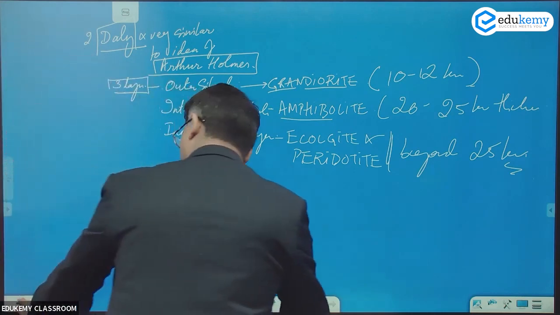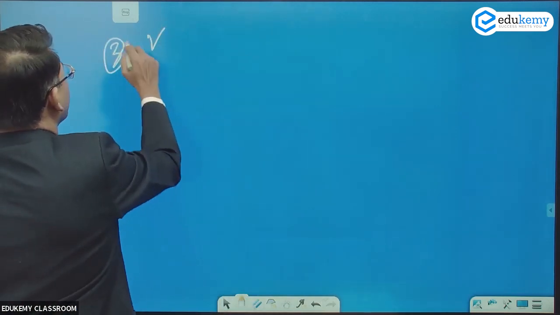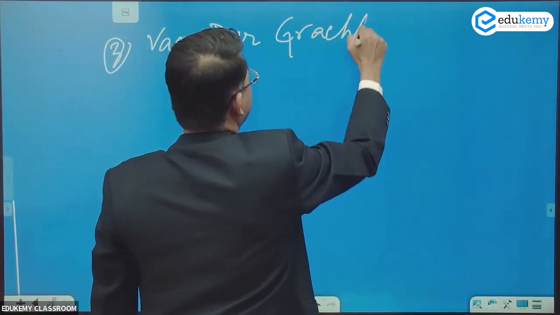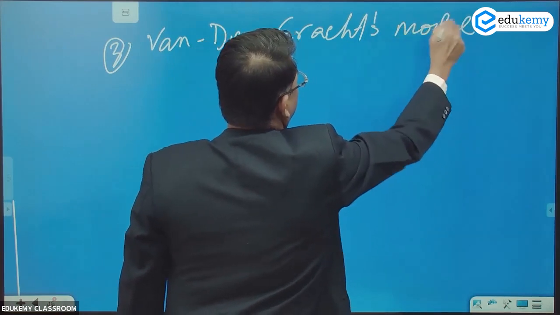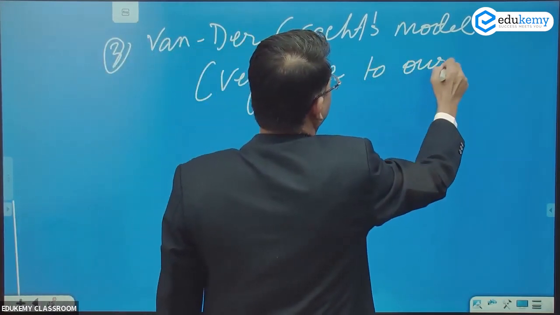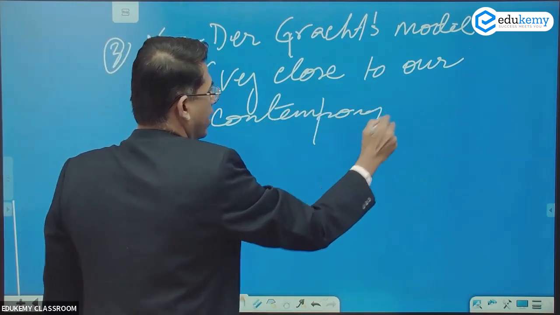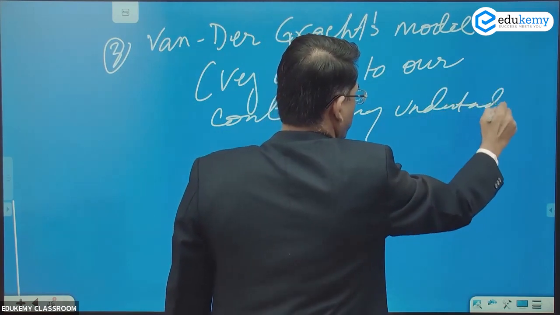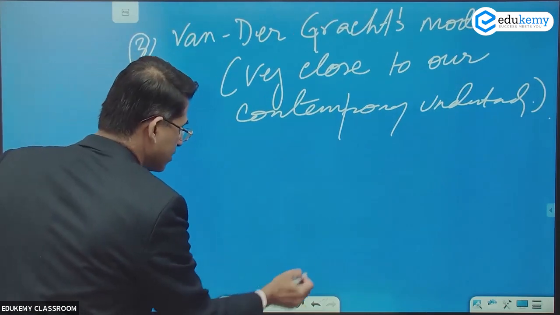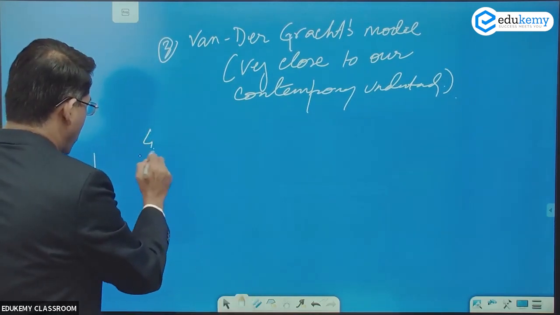The third model that we have is the model of Van der Gracht. Van der Gracht's model. This is very close to our contemporary understanding. Okay, very close to our contemporary understanding. So what he says is that there are 4 layers. What are the 4 layers?